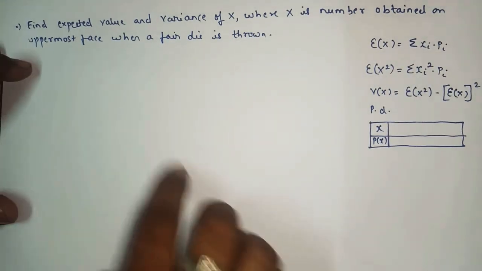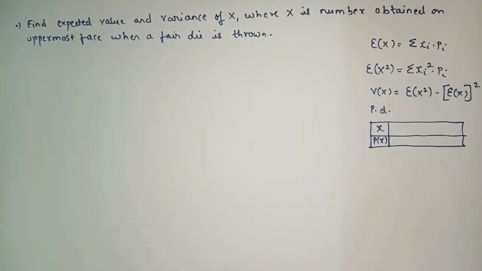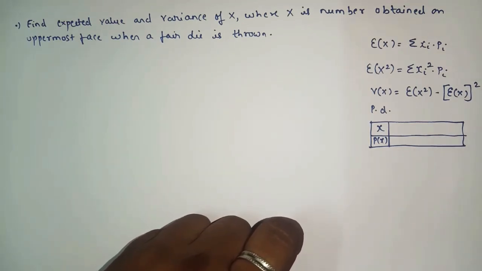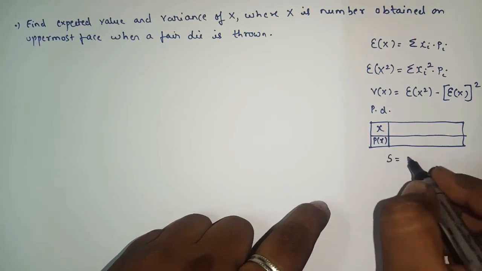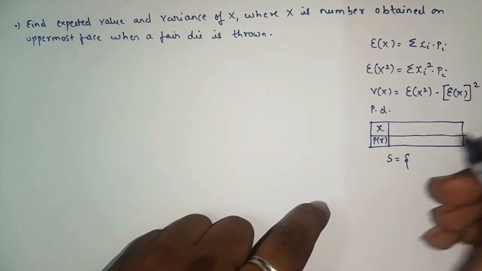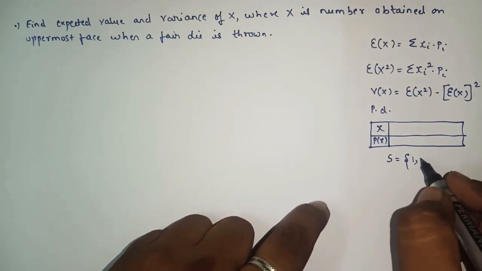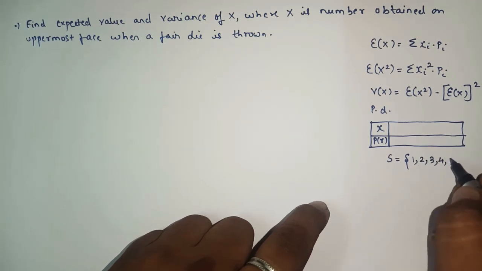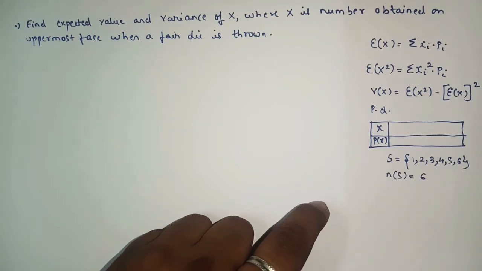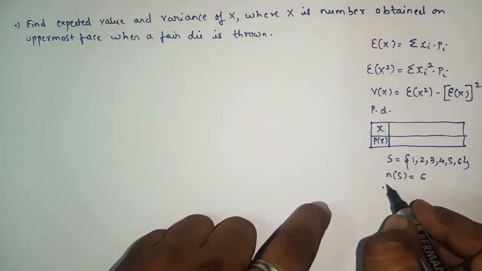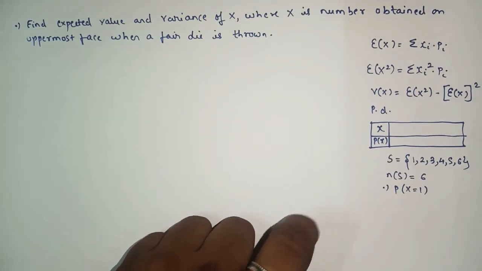So here it says that a fair dice is thrown. Now remember, as we all know, when a fair single dice is thrown, the sample space will be 1, 2, 3, 4, 5, 6 appearing on the dice. So what will be the n of s? It will be 6.